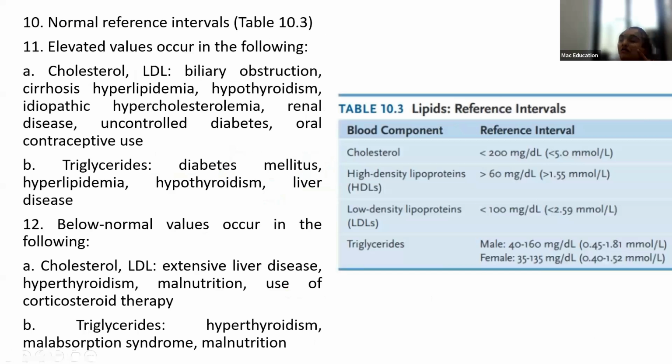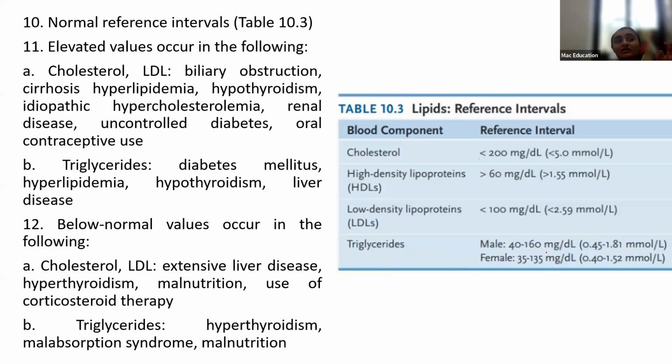Okay. The normal values of cholesterol, HDL, LDL, triglyceride are: cholesterol less than 200. HDL greater than 60. Yes, it should be more than 60. Low density lipoprotein less than 100. And triglyceride: the normal range for male is 40 to 160, and for female it is 35 to 135.